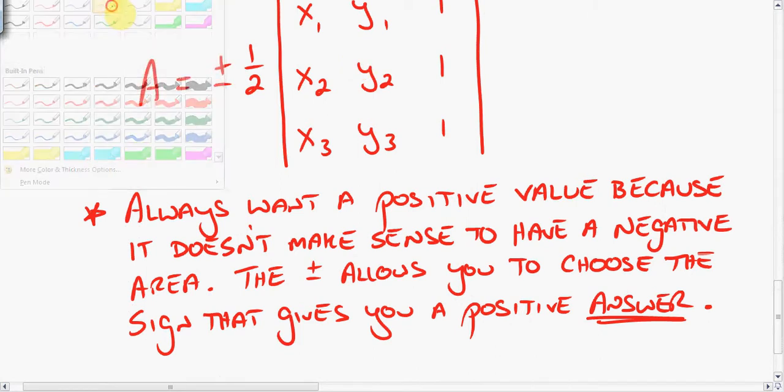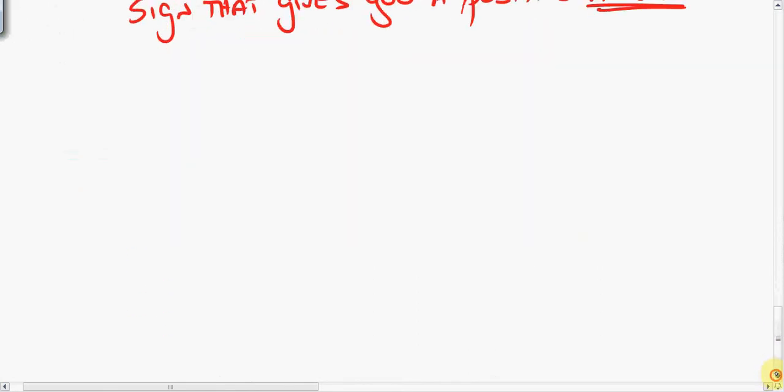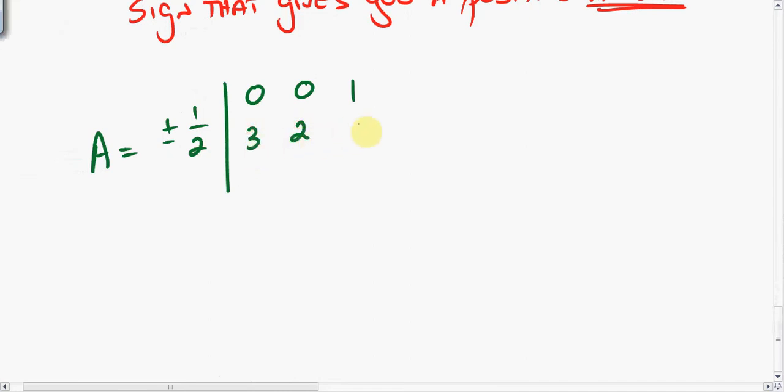So let's see what we can do. All right, so we're going to use our given points. So we've got A equals plus or minus 1/2 times our first ordered pair, which was 0, 0. So I've got 0, 0, 1. Our second ordered pair was 3, 2. So it's 3, 2, and then we're going to fill 1 in the third column. And our third ordered pair was 2, 5. So it's 2, 5, 1. We're first going to want to find the determinant before we multiply by positive or negative 1/2.